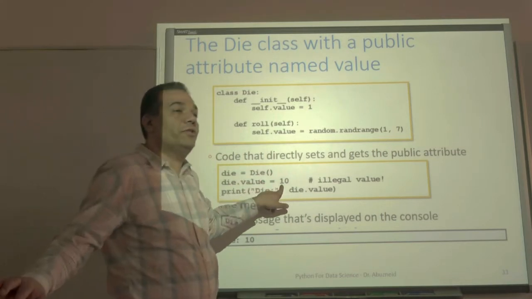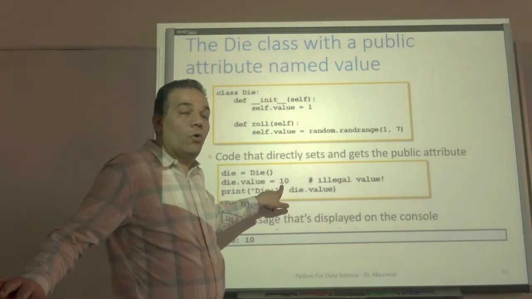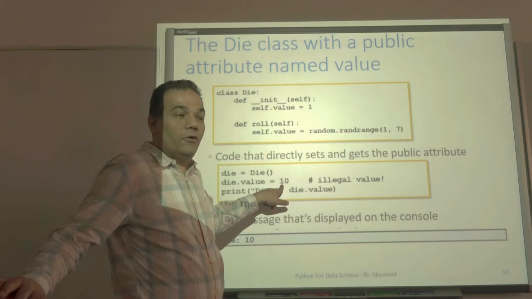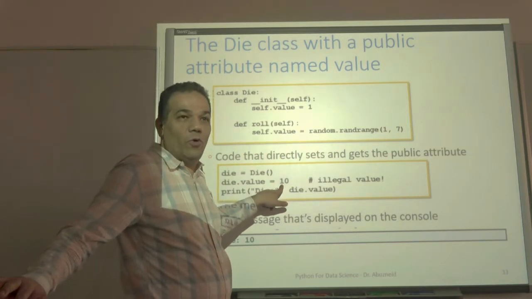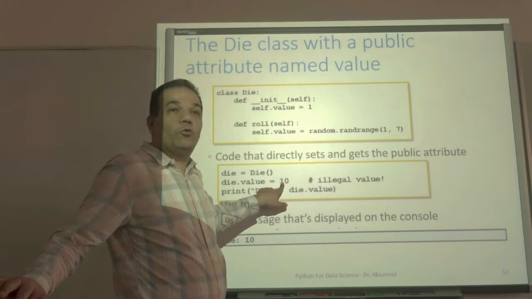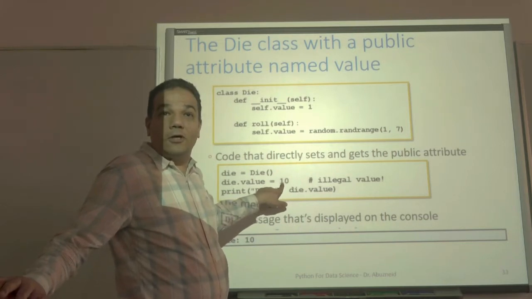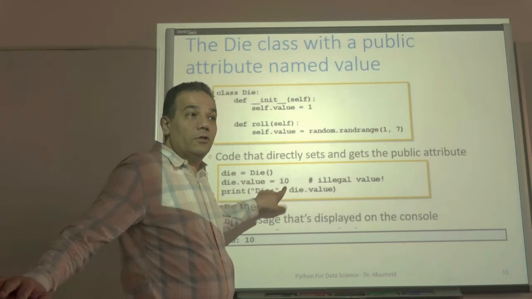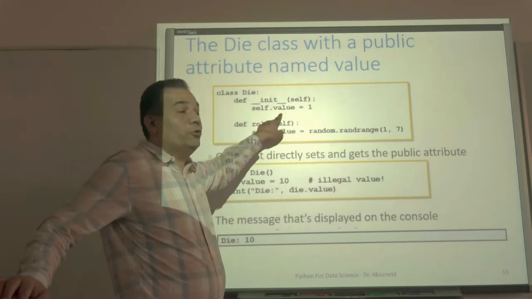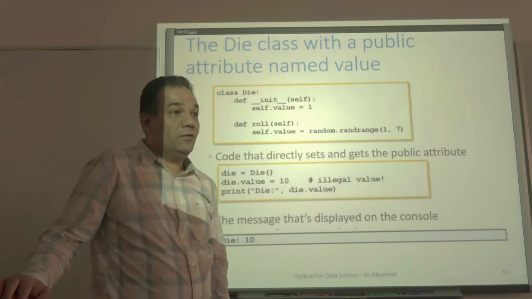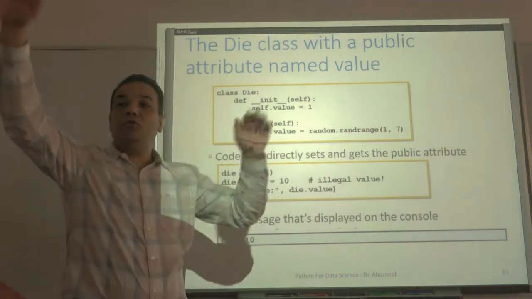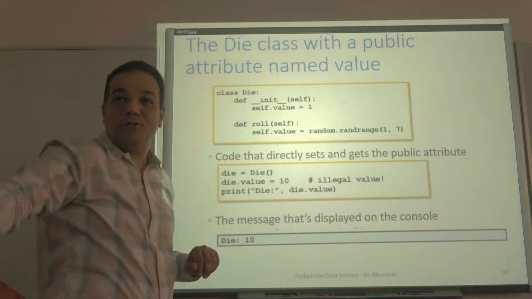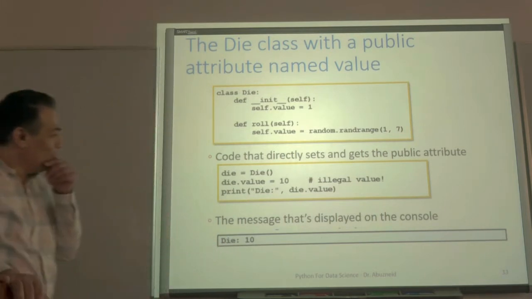Can you have a die with 10? No. In real life, no. It's 1 to 6. But in here, did it work? Yes. Why? Because my attribute is not protected, it's not private. It has nothing to do with users. It's about how to be protected, right?